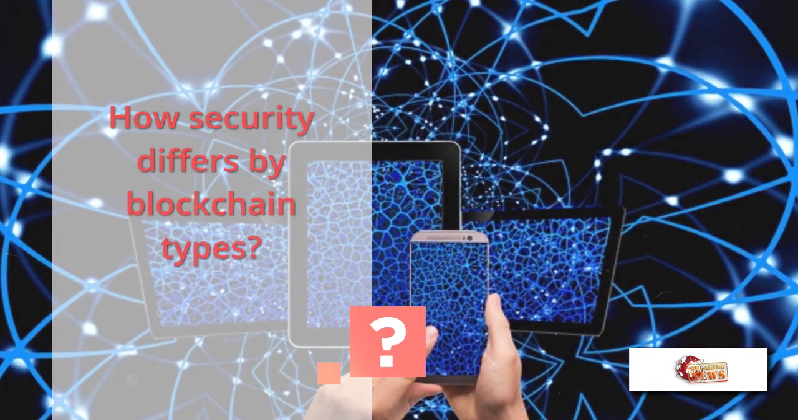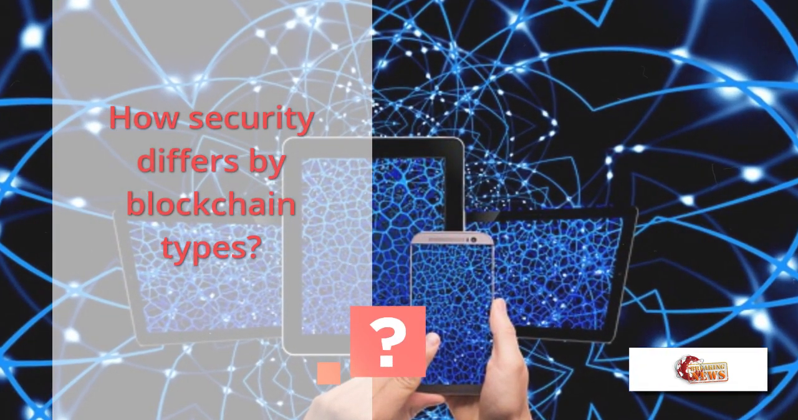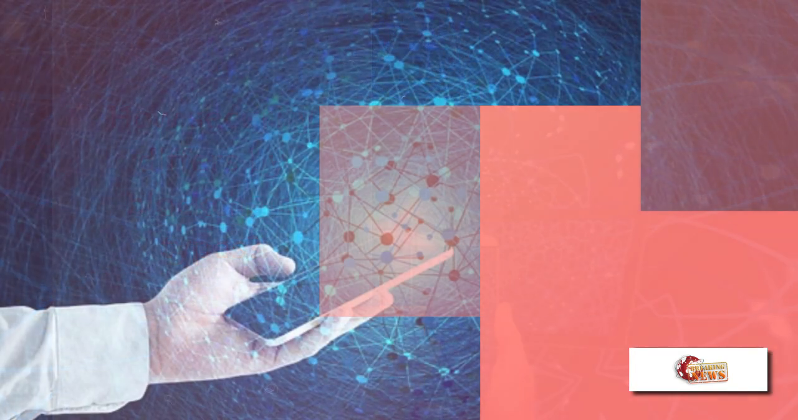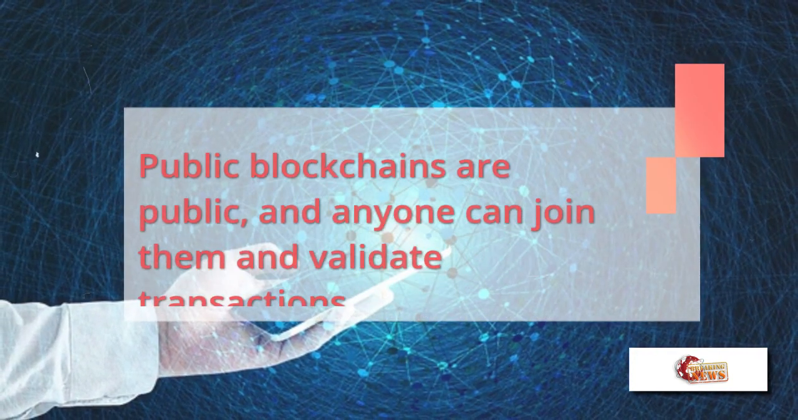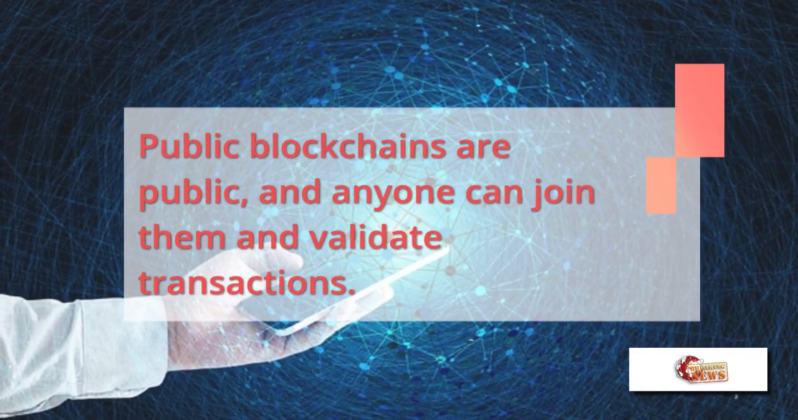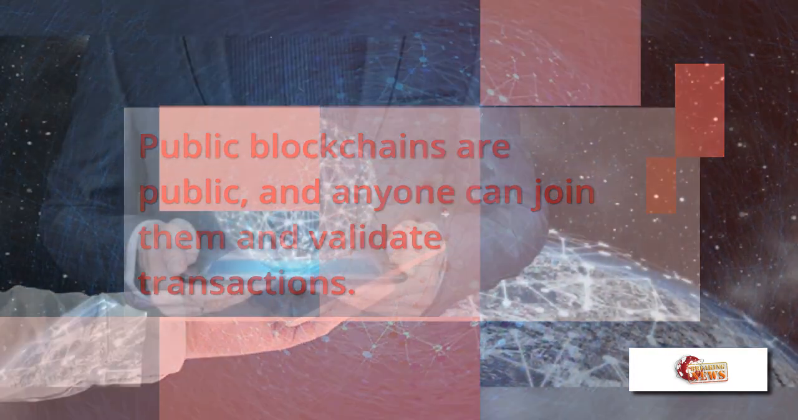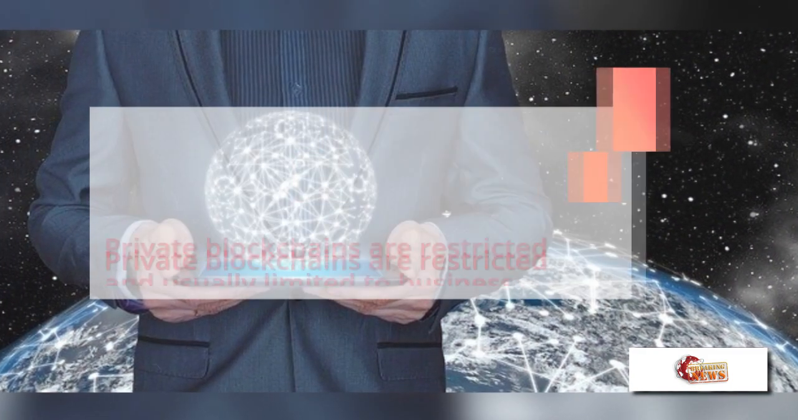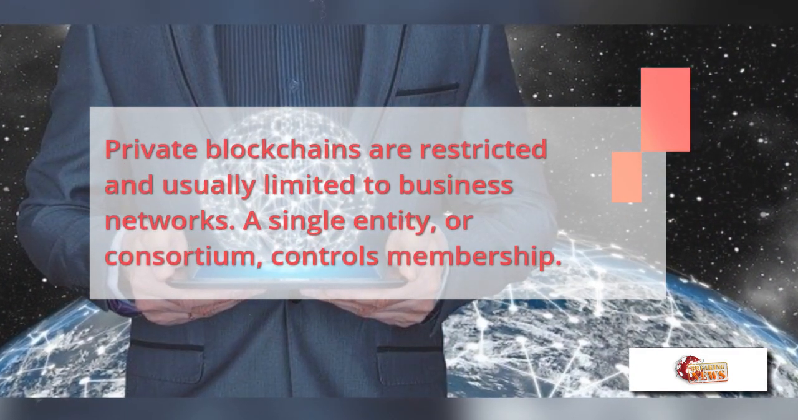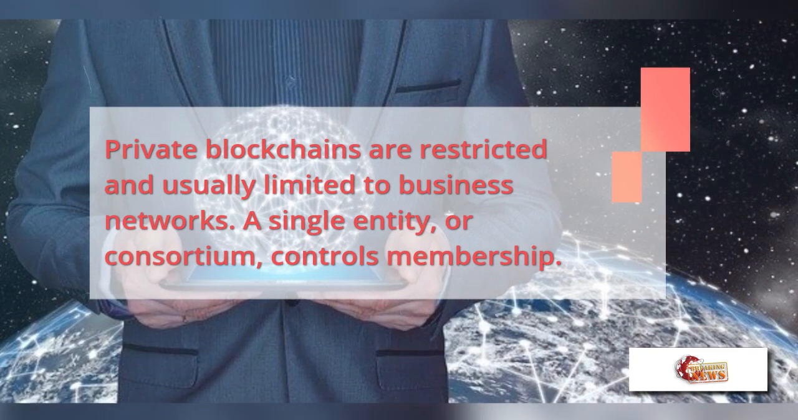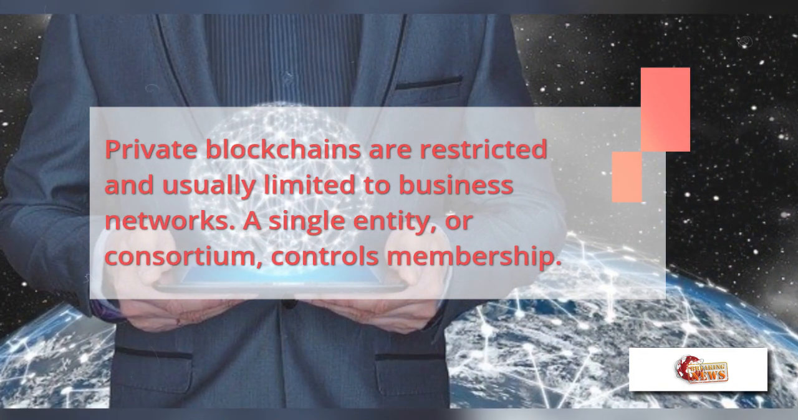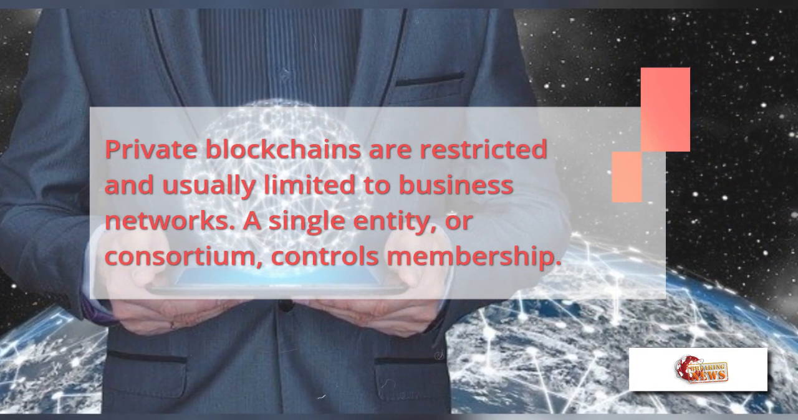How security differs by blockchain types. Public blockchains are public, and anyone can join them and validate transactions. Private blockchains are restricted and usually limited to business networks. A single entity or consortium controls membership.